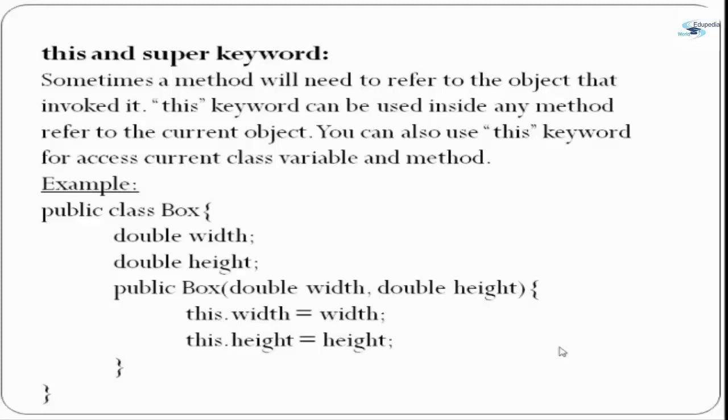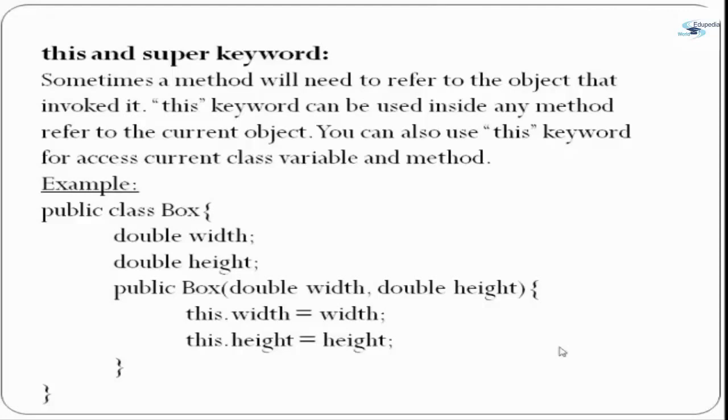Now what is the purpose of this keyword? Well, as we have told you, the this keyword is used to refer to the current object. So this.width means the current object's data member. Similarly, this.height means the current object's height. So basically what we are doing in this constructor is we are assigning to the current object's width the width that we are passing as a parameter. Similarly, we are assigning the height that we are passing as a parameter to the current object's height. So basically this is used to represent the current object.